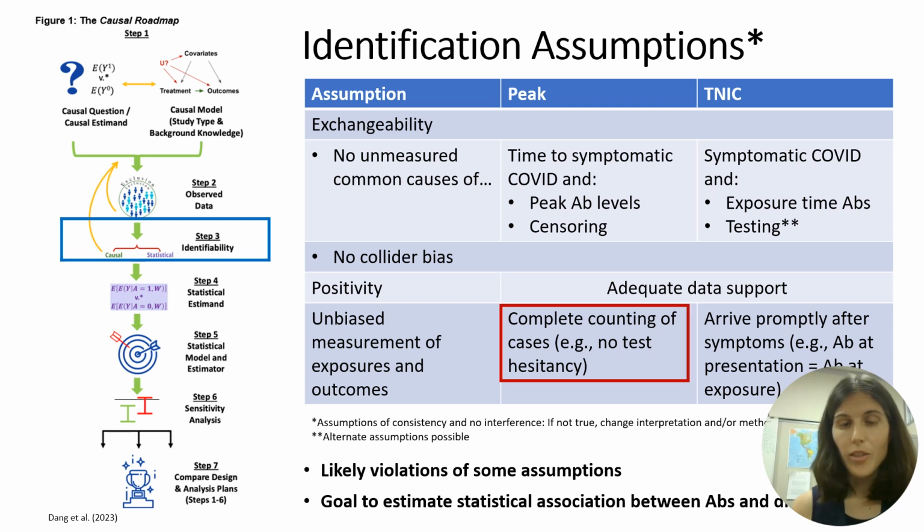So I'm going to focus for this presentation just on this one issue, that in the peak design, we might not have unbiased measurement of outcomes if we don't have complete counting of cases. So we would need no test hesitancy. That is, people are not hesitant to test, so they show up and get tested, and that way we can truly count whoever has COVID and who doesn't.